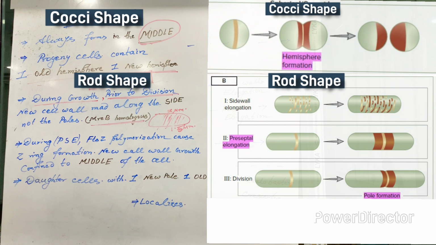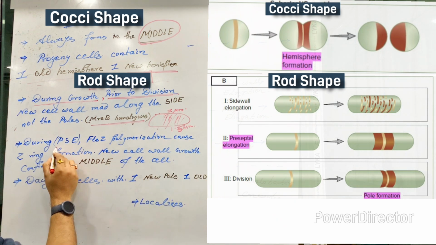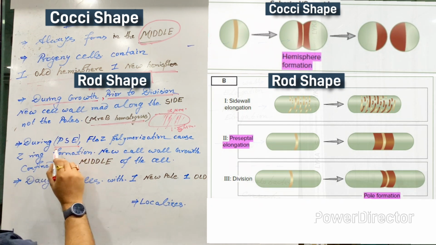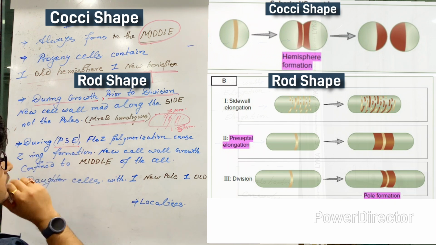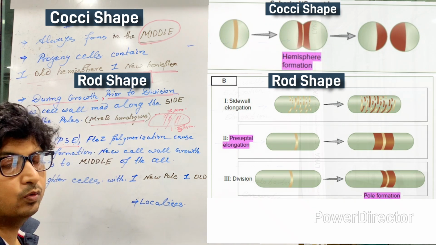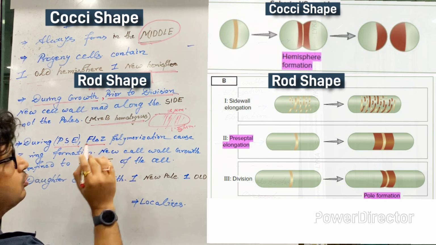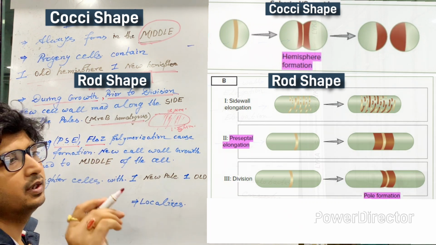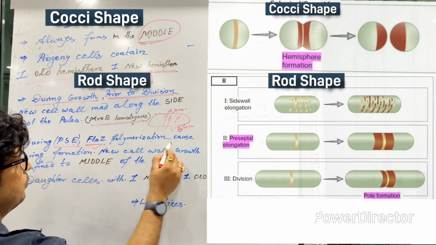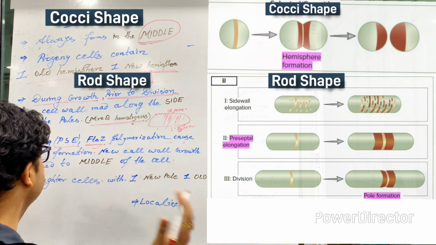Now coming to the second stage, pre-septal elongation, PSE. Now PSE is not a word, you will not find it anywhere in a book. I have made it up just now. PSE, pre-septal elongation, means septum is not yet formed. Till now no septum formed, during which FtsZ, a tubulin homologue of the cytoskeleton protein that is present in the eukaryotic cell, but in bacteria it is FtsZ, which I have already told about in the previous class. So please go to the previous class, then come here.